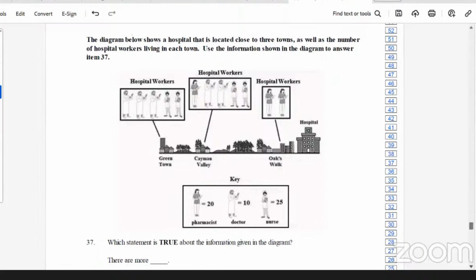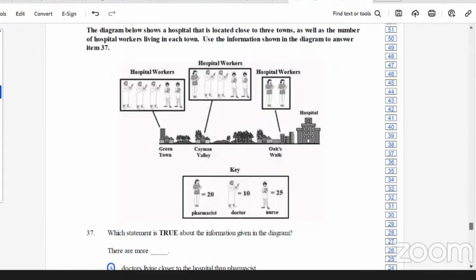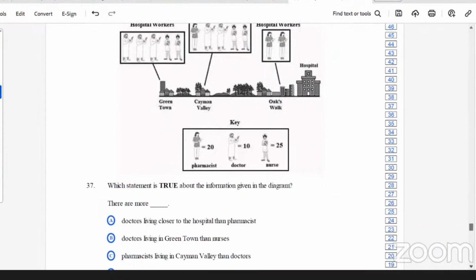Okay, so the diagram below shows a hospital that is located close to 3 towns, as well as a number of hospital workers living in each town. Use the information shown in the diagram to answer item 37. Okay, so we have some hospital workers in Greentown, then we have some in Cayman Valley, and then we have some in Oaks Walk. All right, so they give us the key that tells us what each symbol represents, the total number that each represents. Okay, so it says, which statement is true about the information given?